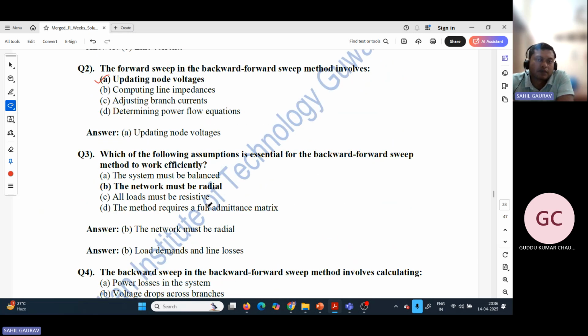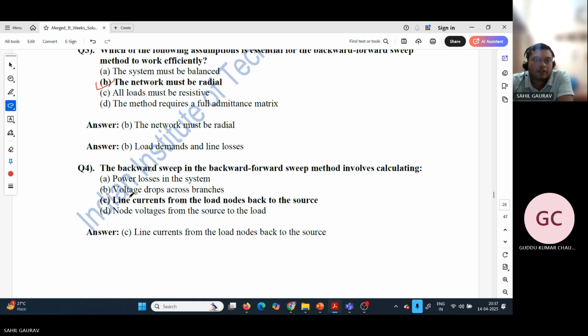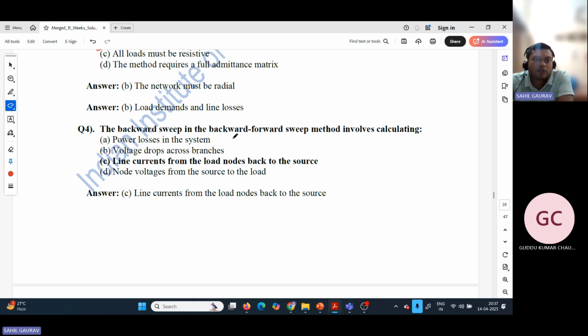Which of the following assumptions is essential for the backward forward sweep method to work efficiently? The network must be radial. The backward sweep in this one is wrong, it is not needed. The backward sweep in the backward forward sweep method involves calculating power loss in the system, voltage drop across branches, line current from the load nodes back to the source, or node voltage from the source to the load. In the backward sweep, we find the line currents.